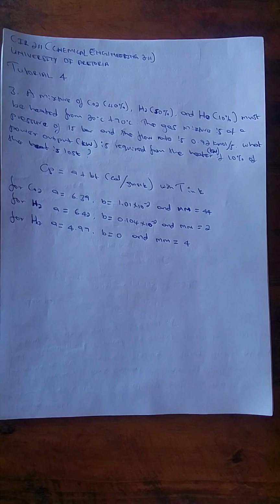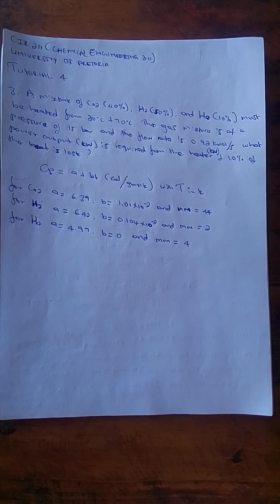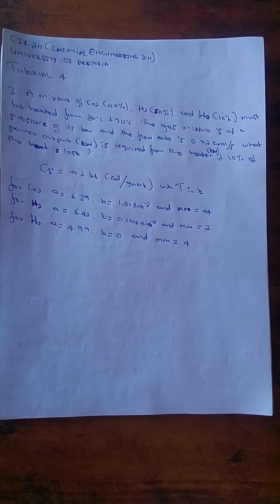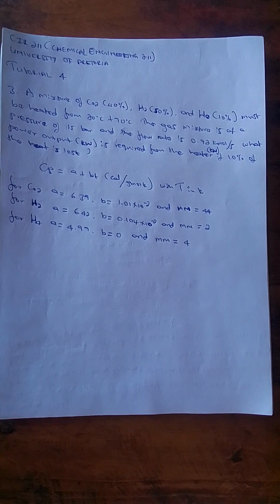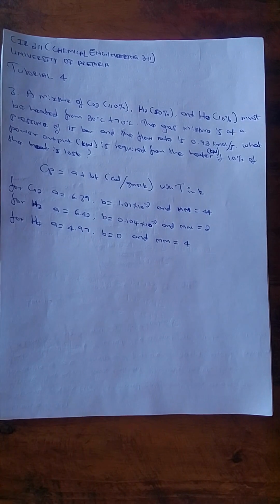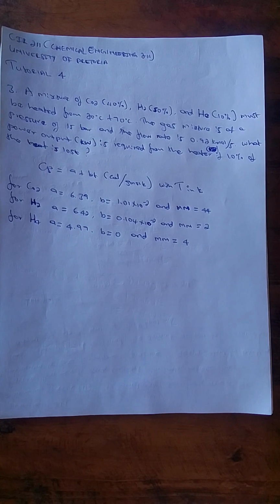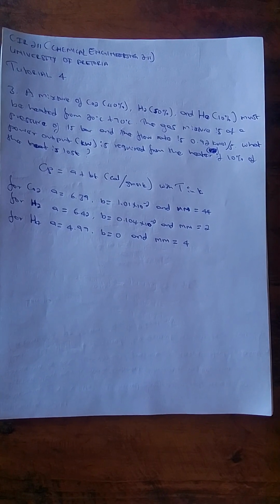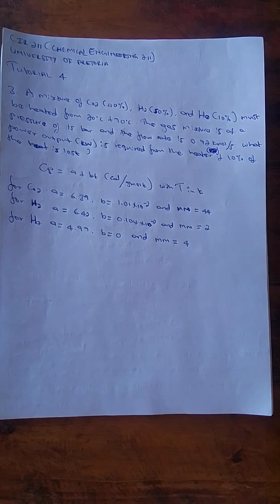It says a mixture of CO2, which is 40%, H2, which is 50%, and He, which is 10%, must be heated from 20 degrees Celsius to 70 degrees Celsius. The gas mixture is at a pressure of 15 bar and the flow rate is 0.92 kilomole per second. What power output in kilowatt hour is required from the heater if 10% of the heat is lost?